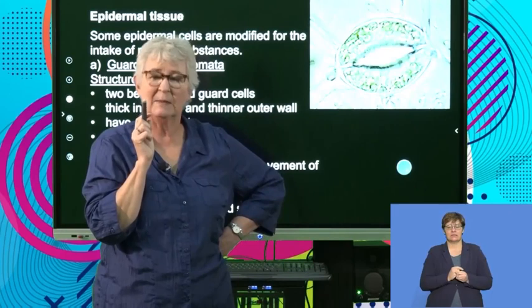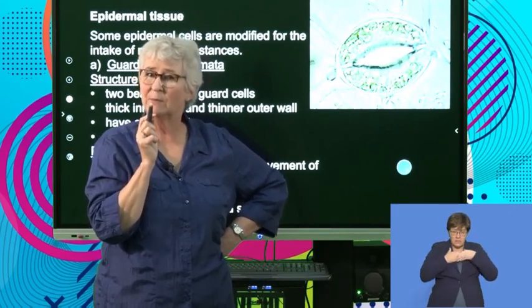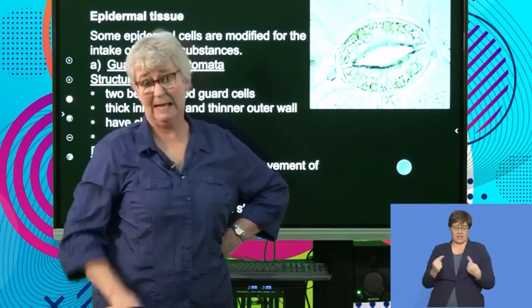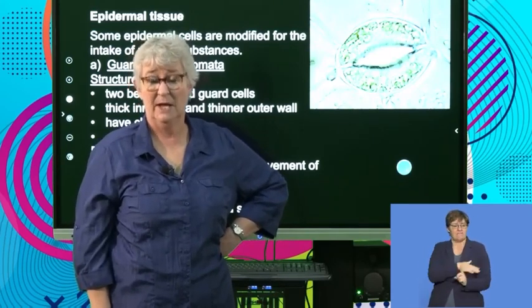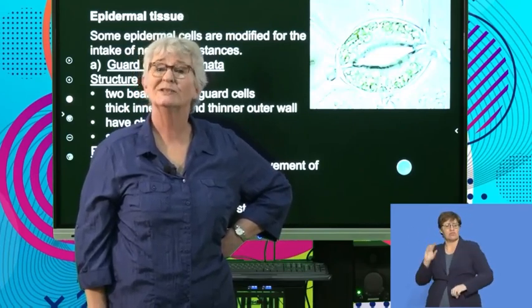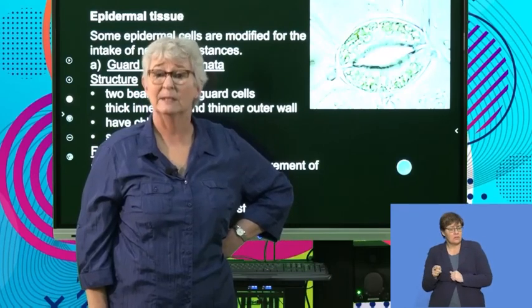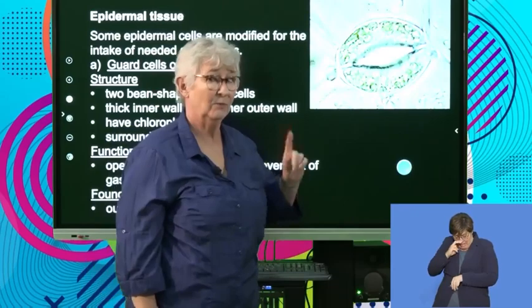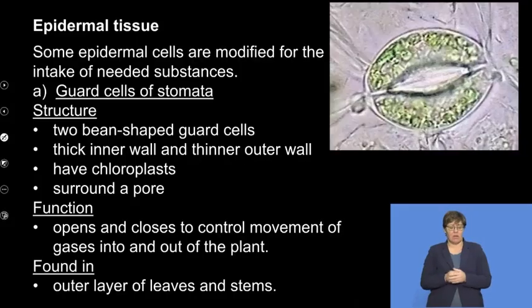But you couldn't live with a plastic bag over your head. In the same way, a plant can't live if it's totally isolated from its environment. So in certain parts of the plant, you will find special cells which take in the substances a plant needs. We're going to have a look at two of these. The first one is something called a guard cell, which is found in leaves.